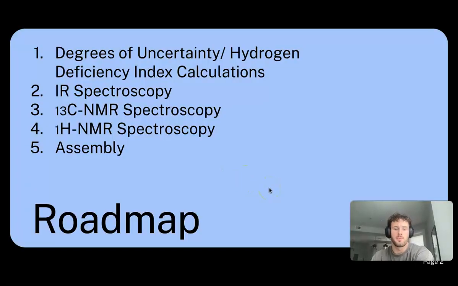So just to talk about what we're going to be talking about today, first we're going to dive into degrees of uncertainty and hydrogen deficiency index calculations. We're then going to look at the IR spectroscopy, followed by the carbon-13 NMR spectroscopy, and then proton NMR. And then we'll build the molecule that we figured out from our spectra, and then I'll show you an overview of the tables that I filled out.